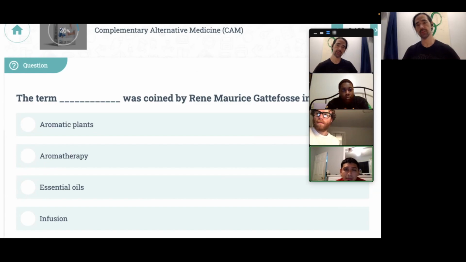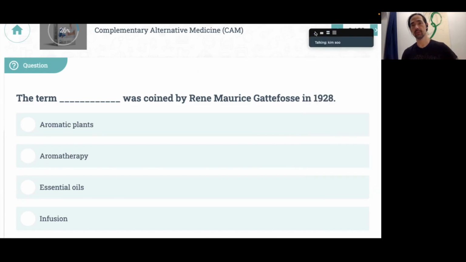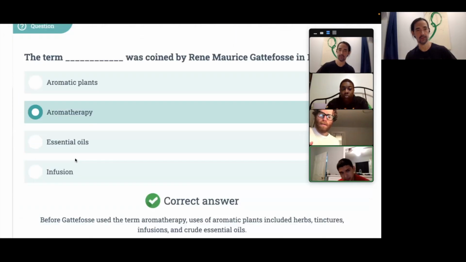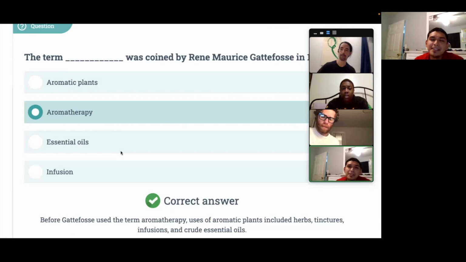The term blank was coined by René-Maurice Gattefossé in 1928. Aromatic plants, aromatherapy, essential oils, infusion. Aromatherapy. Yeah.